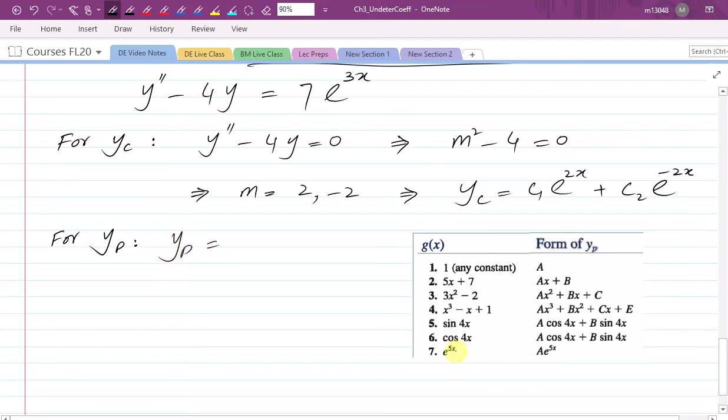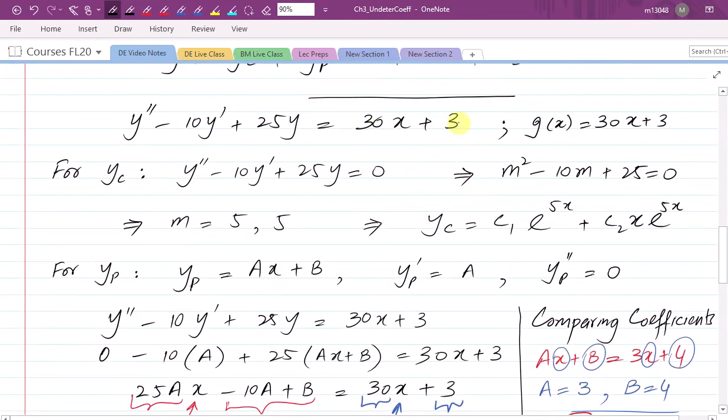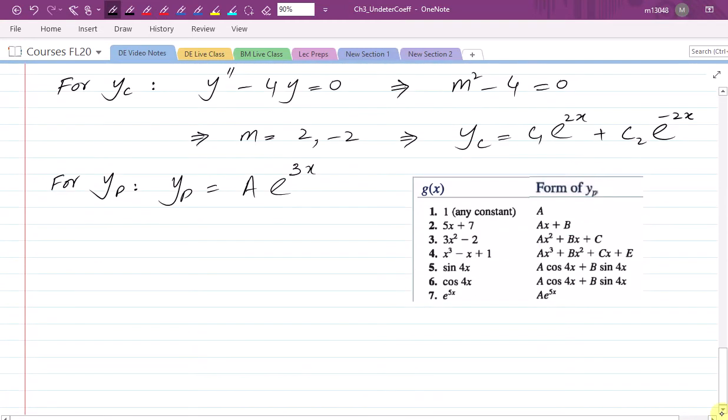So for yp, we have e power 3x. For example, we have something like this: e power some number. So we suppose yp equals a times e power the same 3x. But this constant we do not use. The constant which is multiplied here we do not use, just like we did not use 30 and 3, and we did not use 6 here. But this power, because that defines the function, that we will use.